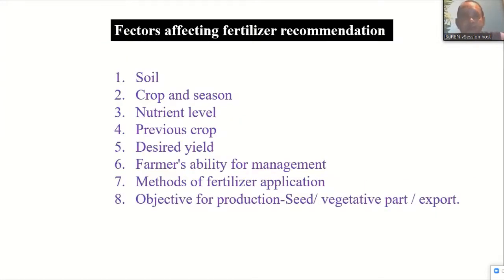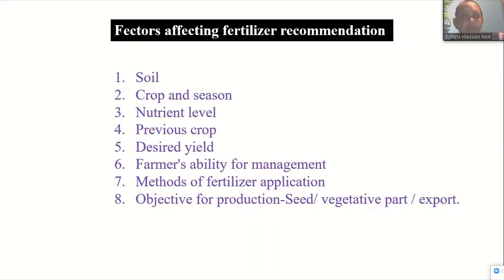Now I'm coming to the factors affecting fertilizer recommendation. These 8 points should be considered. These 8 lead us to make a proper fertilizer recommendation. For example, soil, crop, and season. If the soil is deficient in nutrients, that can be corrected after applying fertilizer, but crop and season.